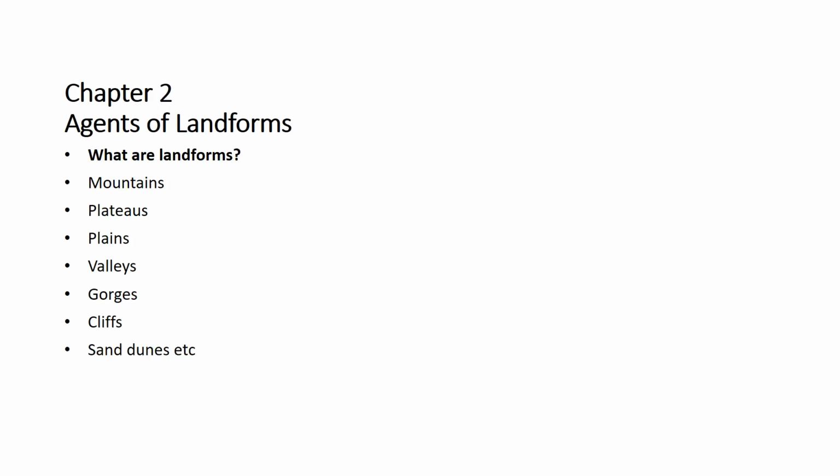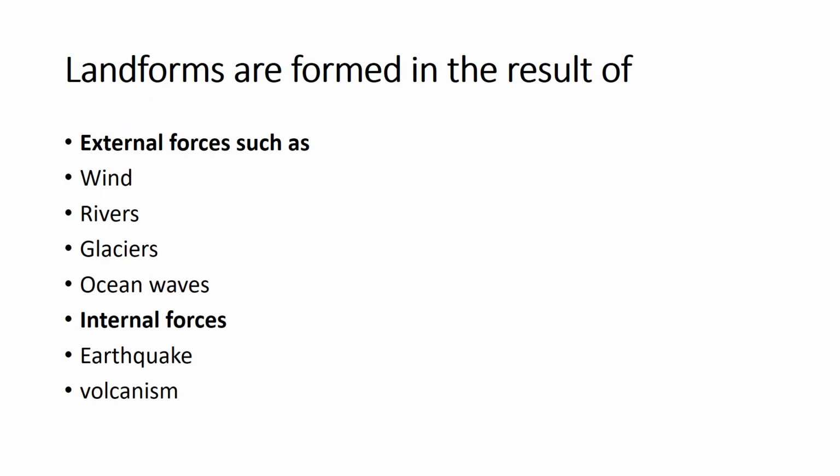First of all, I am going to tell you what landforms are. Landforms are natural geographical features on Earth's surface. Here are some examples of landforms such as mountains, plateaus, plains, valleys, gorges, cliffs, sand dunes, etc. Landforms are formed as a result of some external forces such as wind, rivers, glaciers, ocean waves, and some internal forces such as earthquake and volcanism.